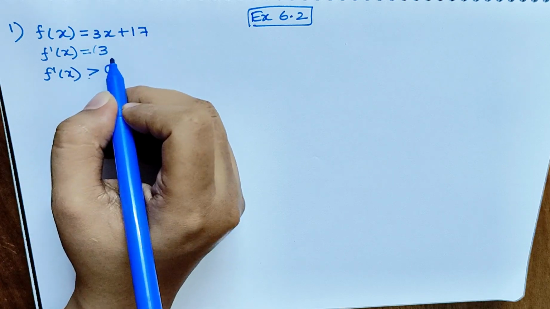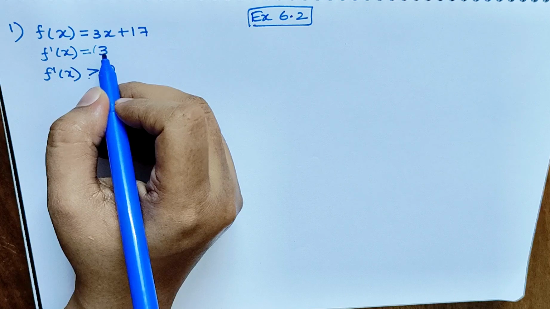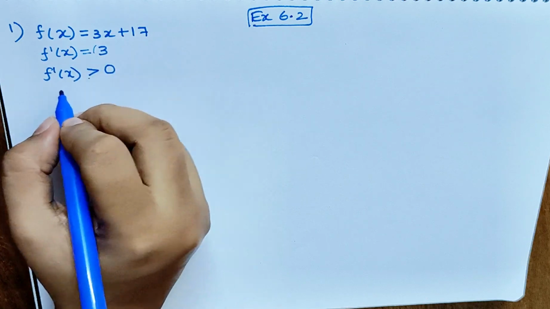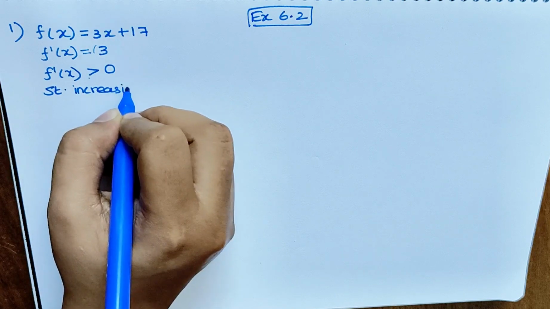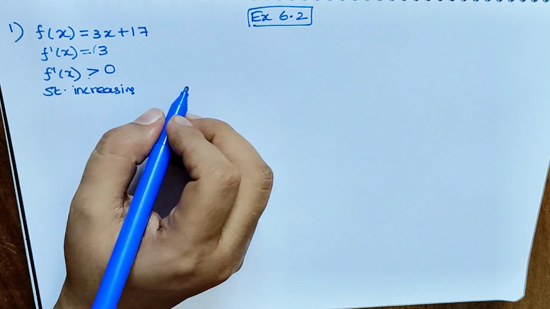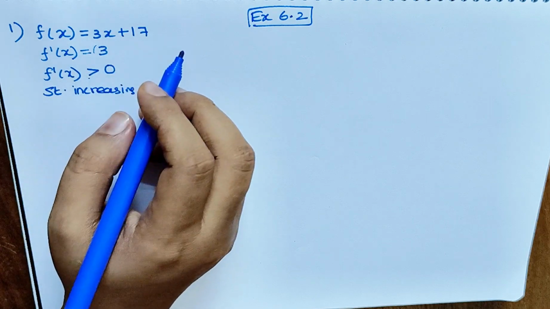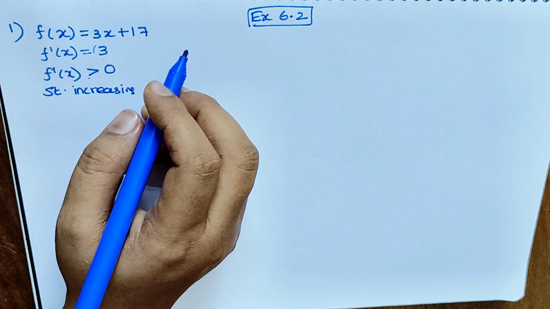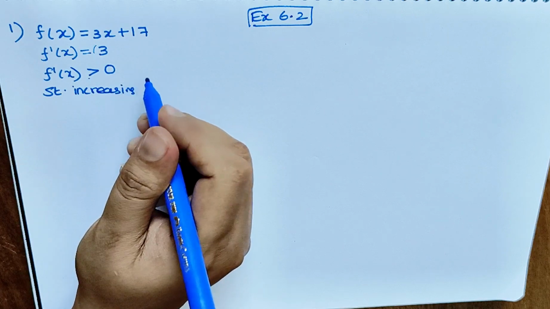Here there is no chance of getting 0 in the first derivative, as the answer will be 3 irrespective of the x values. Therefore, the function is strictly increasing whatever the x value we substitute. It will not affect the derivative as it is a constant value. So that's why for x belongs to real numbers, this function 3x plus 17 is strictly increasing.